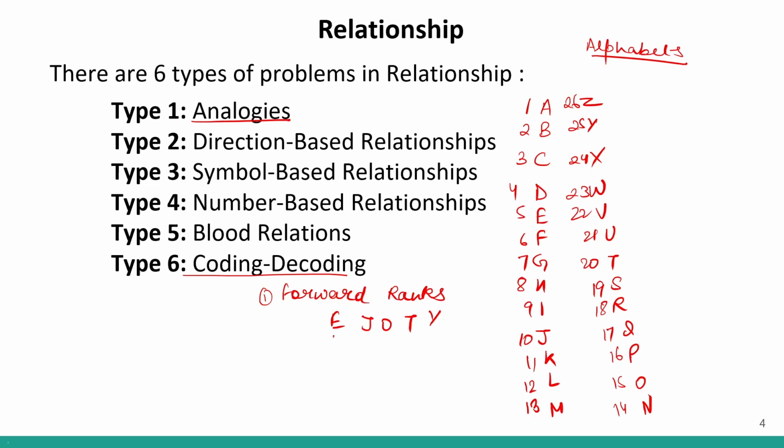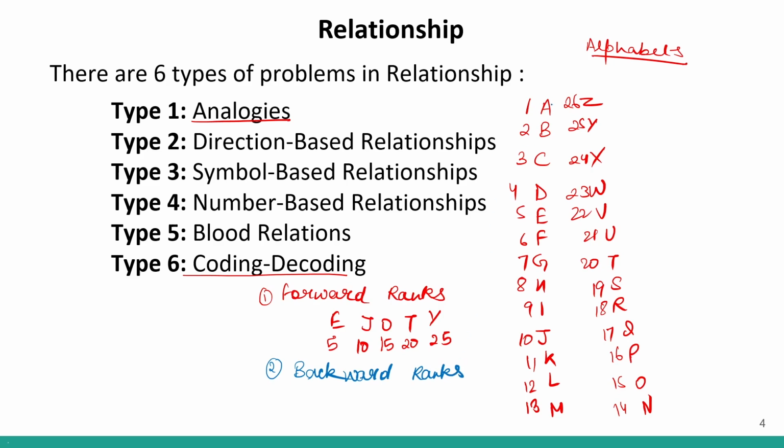A, J, O, T: E is 5, J is 10, O is 15, T is 20 and Y is 25. So that's a shortcut to remember forward ranks. Then we have another concept, the second concept, backward ranks. Similar to forward ranks, backward rank is just assigning numbers in decreasing order.